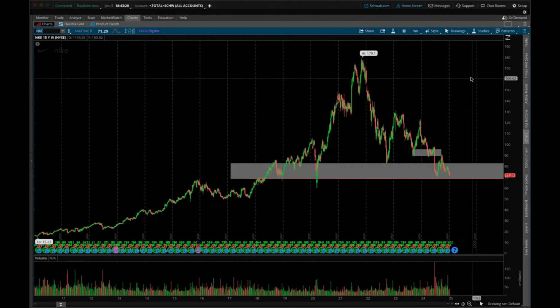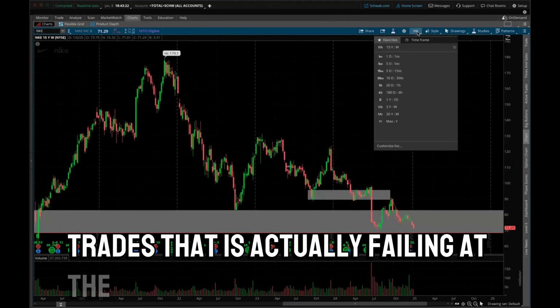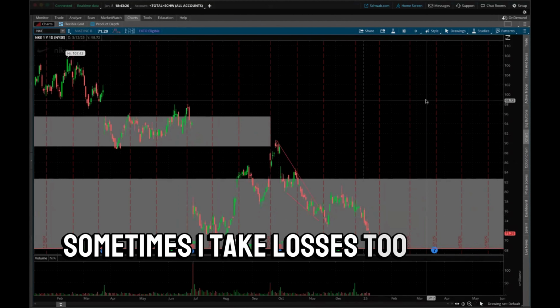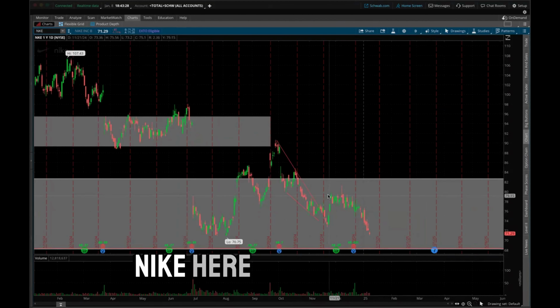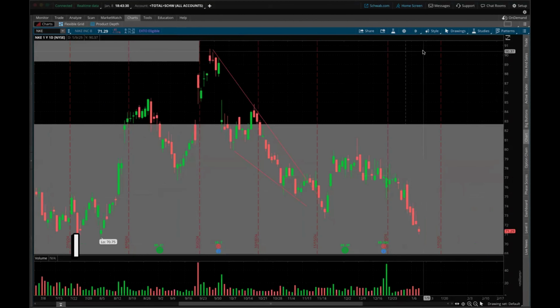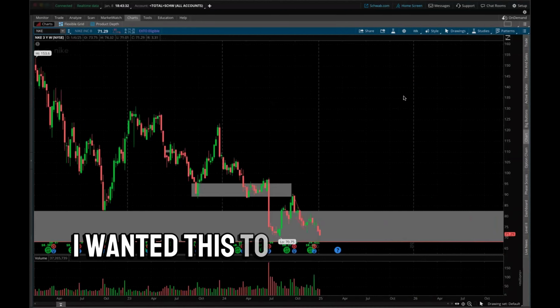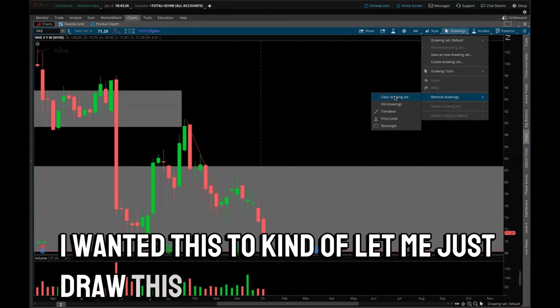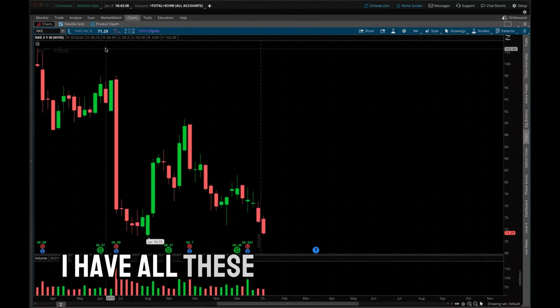One of our trades that is actually failing at the moment, just so you guys know, sometimes I take losses too, is Nike. Okay, Nike here. Honestly, I wanted this to, let's look at the weekly. I wanted this to kind of, let me just draw this on Zoom so it's a little bit clearer. I have all these zones there for me.